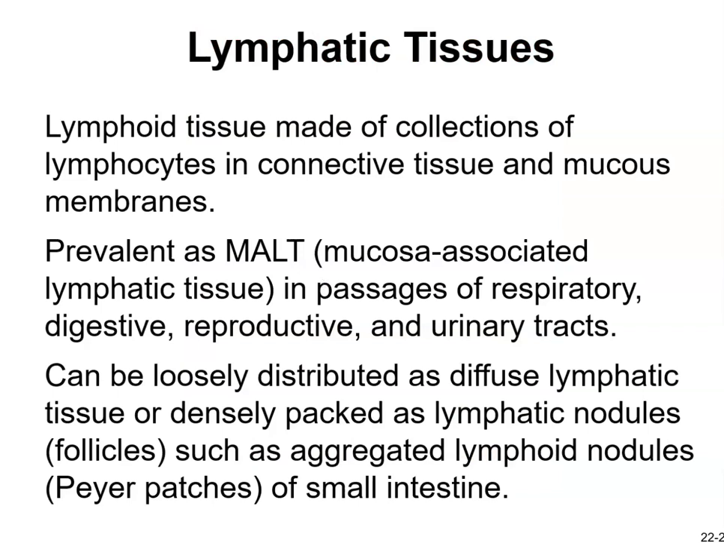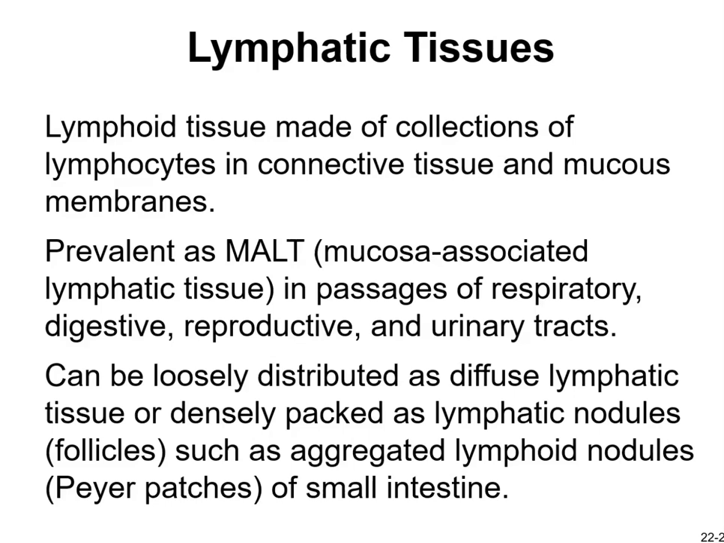Lymphatic tissues, lymphoid tissue made up of collections of lymphocytes in connective tissue and mucous membranes. You have these MALT, called mucosa-associated lymphatic tissue in passages of your respiratory, digestive, reproductive, and urinary tracts. Can be loosely distributed as diffuse lymphatic tissue or densely packed as lymphatic nodules, such as aggregated lymphoid nodules, Peyer's patches. So these Peyer's patches of the small intestine, they're found in there.